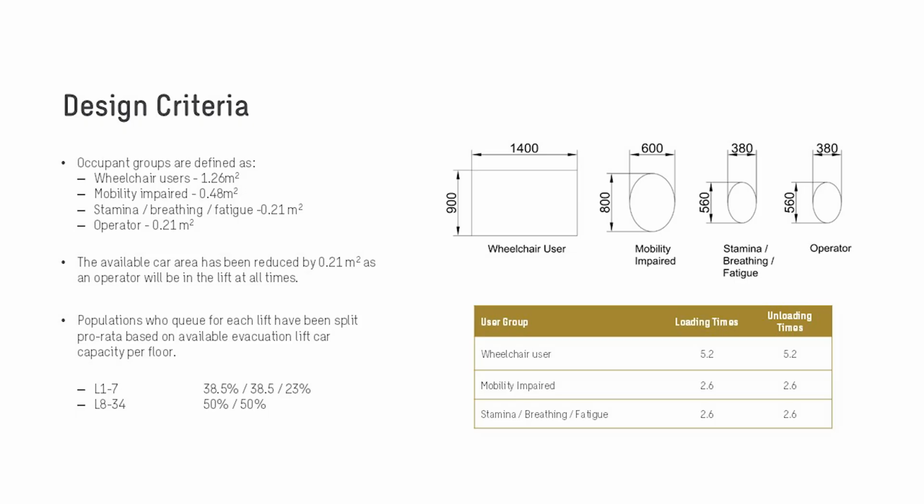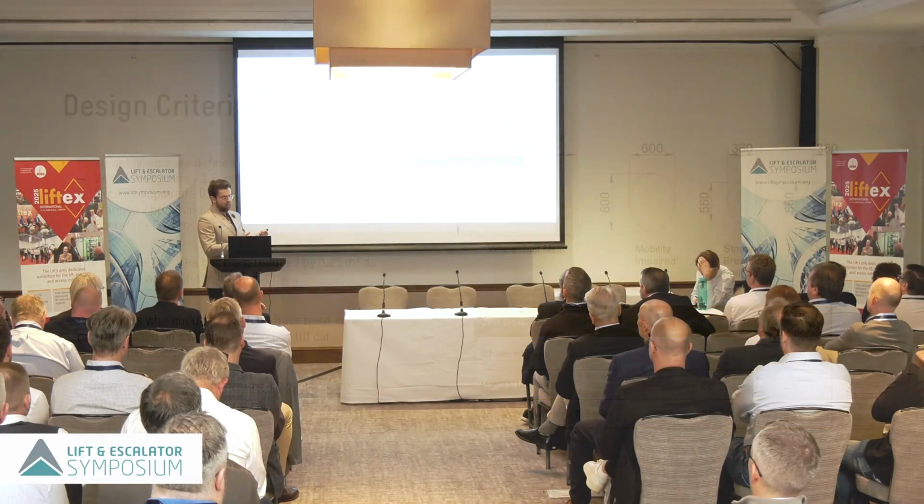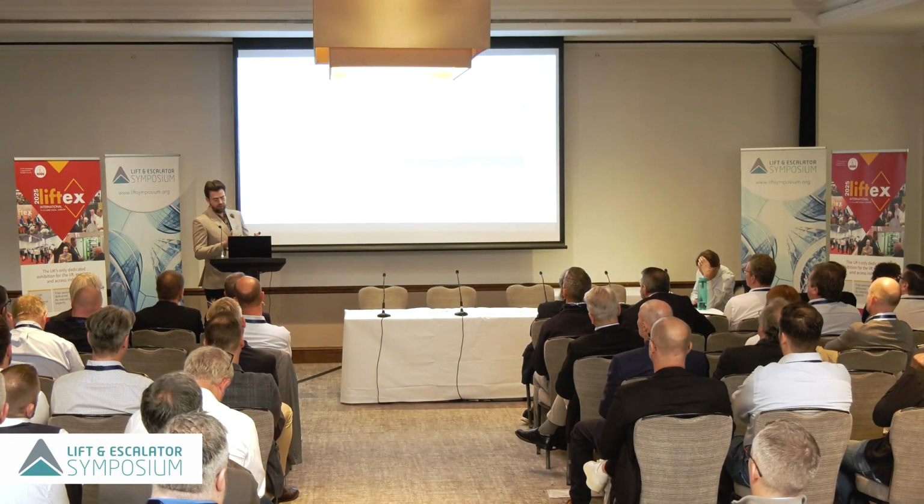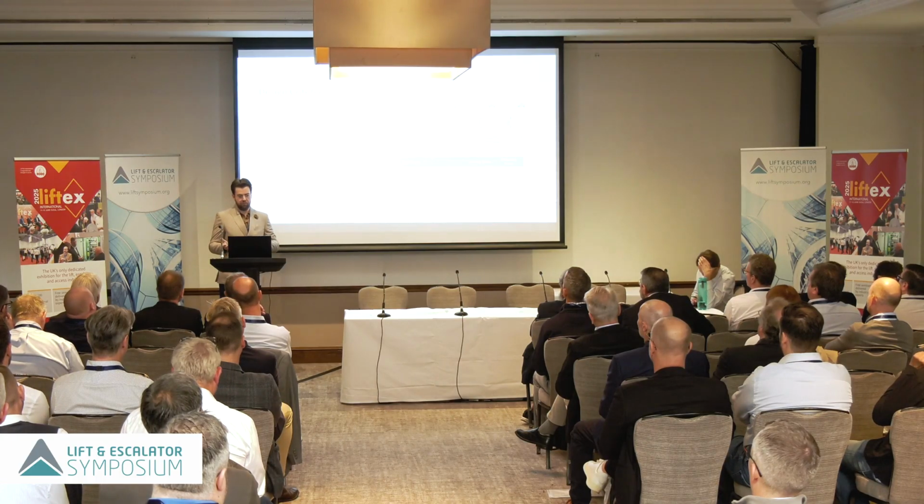So design criteria, well, I've just said we've got 3 main user groups, but we're showing 4 here. We've got to think about the operator, because he's in the lift at all times as well, operating the lift. So what we've done is we've taken our, say, 2.95 square metres for our 17-person lift, and we've just reduced that in Elevate by 0.21 to allow for him to be there.